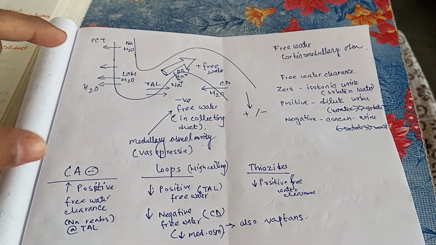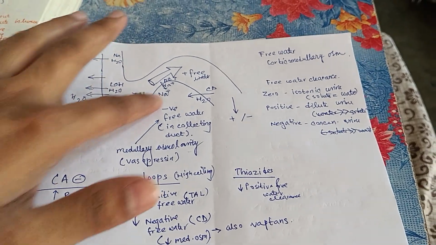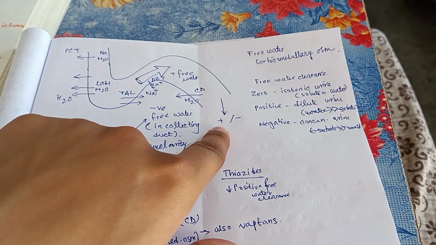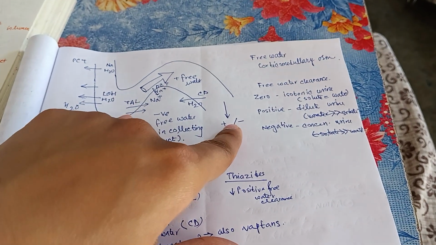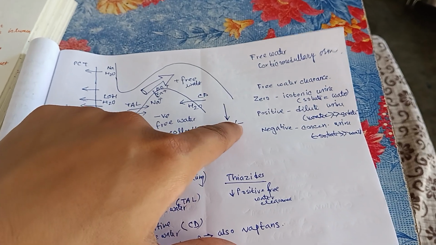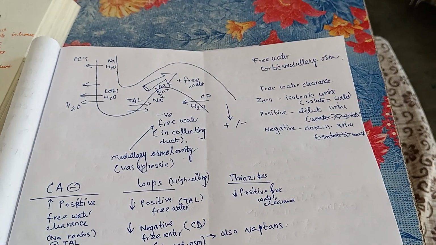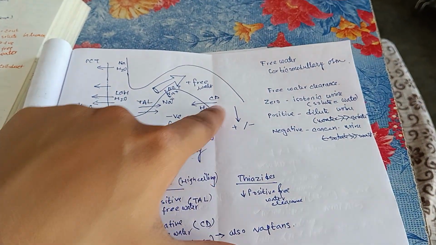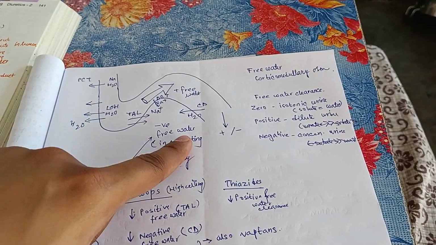Now we can imagine it like this: free water clearance is the water that is coming out that is free of all solutes. So if there is a bit of solute, it will be negative free water clearance. If there is no solute, it will be more positive free water clearance. And this free water, if it comes out, that is positive free water. If this free water is getting reabsorbed again in the collecting duct, it is called negative free water.